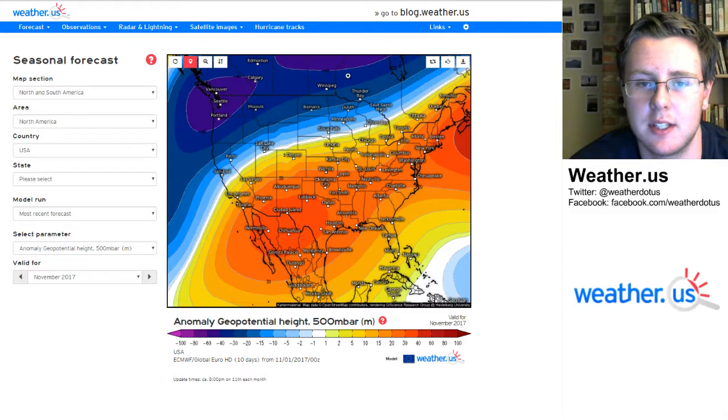There's some pretty strong signals here of generally lower than normal heights up in this area of the northwest, and then generally higher than normal heights across the east and south of the country. So that's a pretty strong, pretty reliable signal. Don't get too caught up in whether Salt Lake City is going to be above normal or below normal. That doesn't matter as much as the general trends.